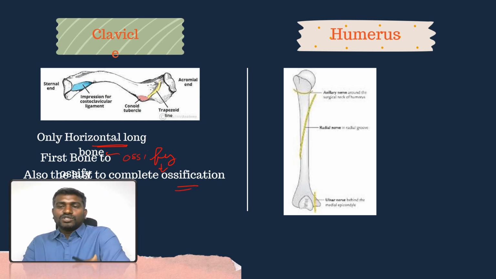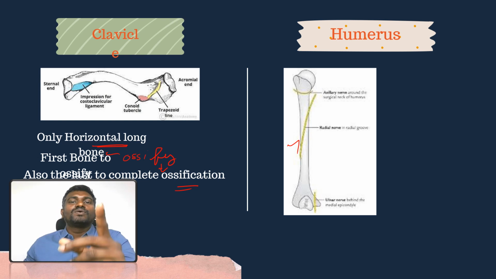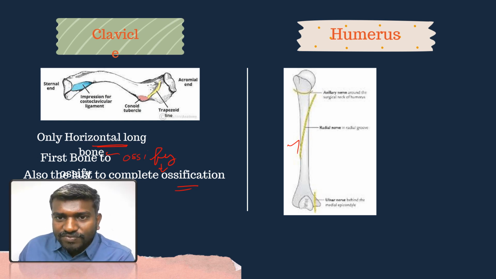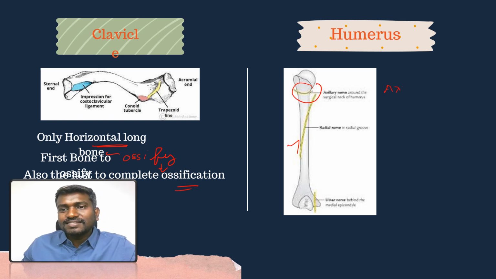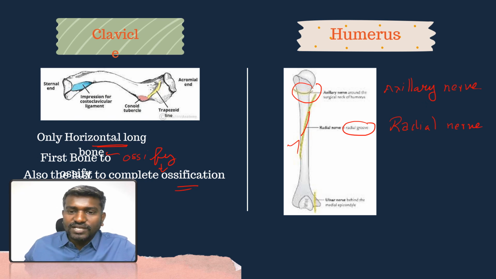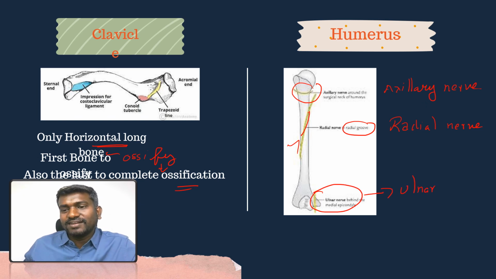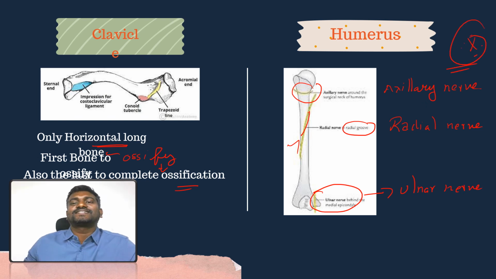Now regarding the humerus, this is going to be the humerus bone. We are going to remember the nerves here. The nerve at the surgical neck of the humerus is called as what? The axillary nerve. Yes. And the nerve at the radial groove or the shaft, this is called as what? The radial nerve. And also remember, very important for the exam, the medial epicondyle is going to be supplied by the ulnar nerve. Very important for the exam to be revised.